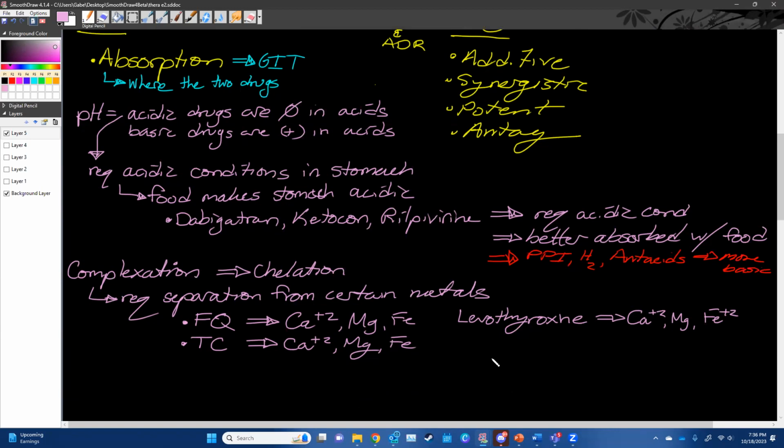What is the minimum time that we need to separate these drugs? 2 hours. 2 hours is the golden rule.